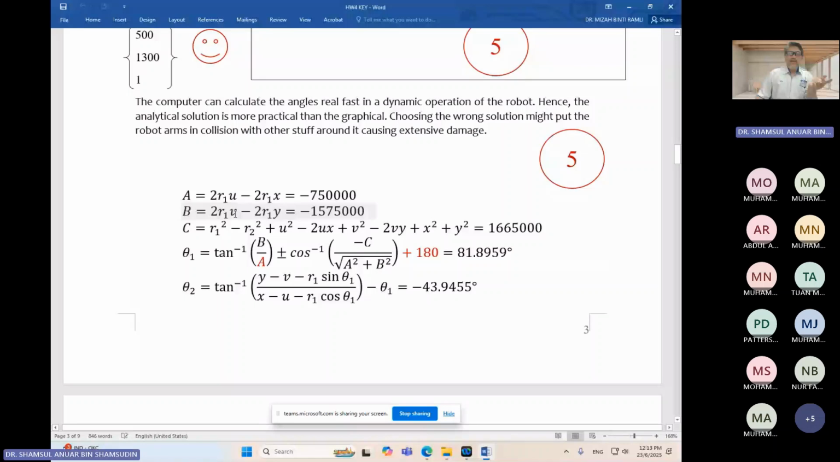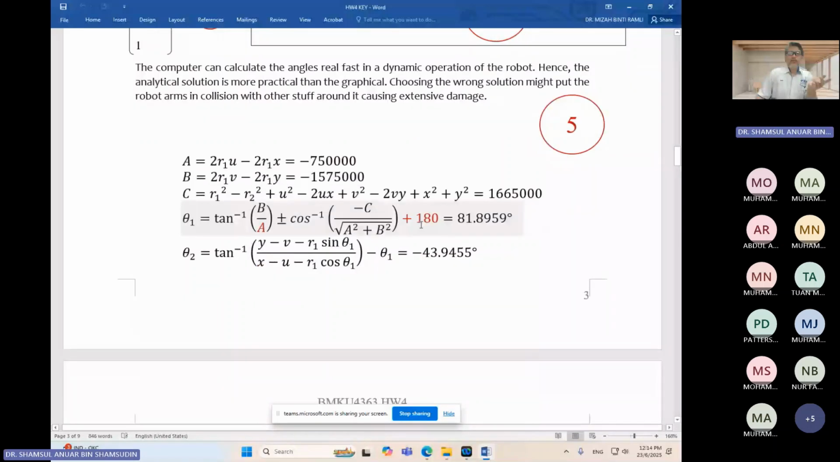So this solution that gives you 81 is when you actually use a negative here, then only you get this 81. So if you are pressed in time and only want to find one set of solution, always use the negative in the equation where you have this plus minus. Use the negative one.